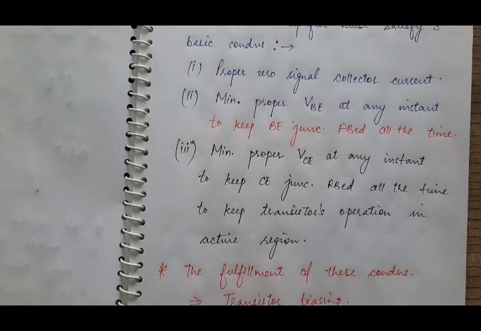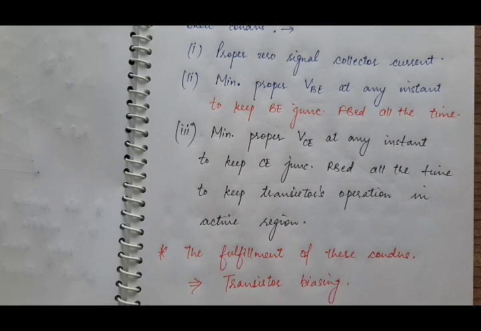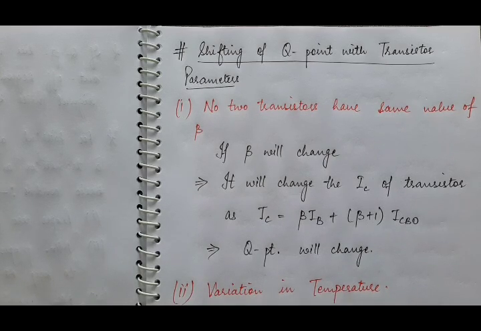Also, the fulfillment of these three conditions is known as proper transistor biasing. So the biasing of the transistor should be done in such a way that all these three conditions must be satisfied. Now what happens is that sometimes this Q point shifts with various other parameters. So we will study the shifting of Q point with transistor parameters.